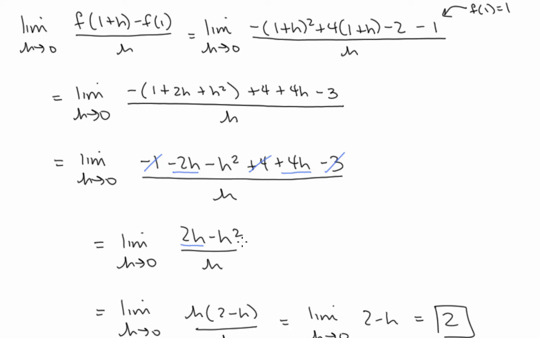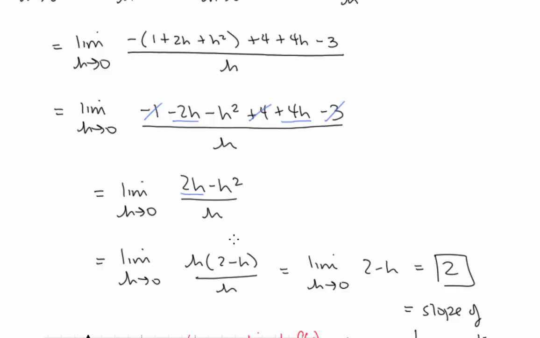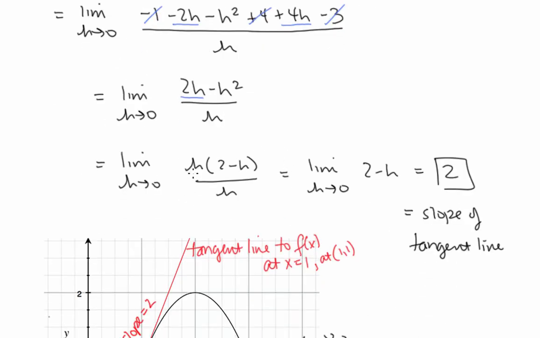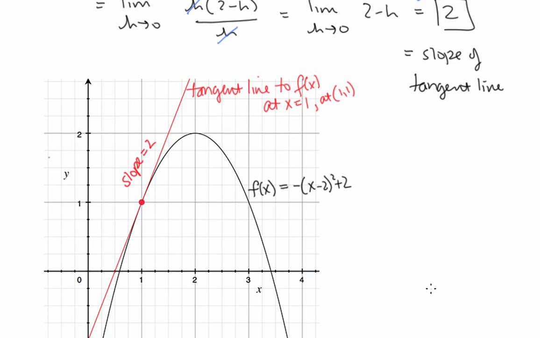And this looks great because we can see that every term in our numerator has a factor of h. So we can go ahead and factor that out and cancel it with the h in the denominator. Now at this point, since we've canceled the h, we're left with limit as h goes to 0, 2 minus h. We can just plug in h equals 0. And so we get a slope of 2. This is the slope of the tangent line to the graph at x equals 1. So this is what we just found. This slope is equal to 2.